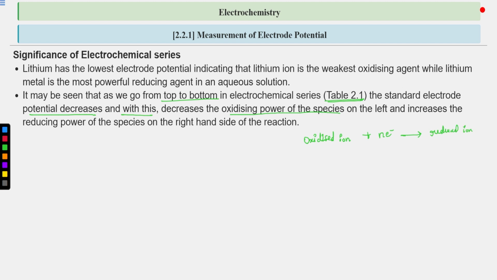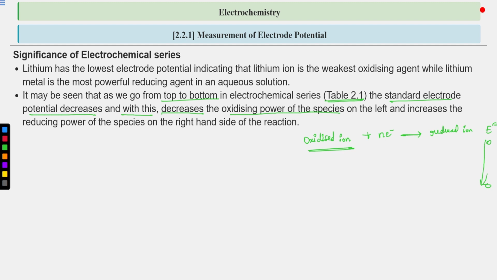So what we are saying is that if you go from top to bottom in the electrochemical series, the standard electrode potential, that means the E0 value given in the last column, decreases, right? It is decreasing in this manner, right? Highest is here for fluorine and the lowest is here for the lithium ion. So the electrode potential is decreasing, and with this decreasing value of electrode potential, the oxidizing power of species on the left, that means this one, is also decreasing, and the reducing power of species on the right is increasing.